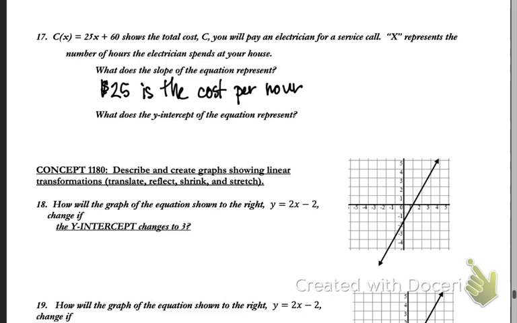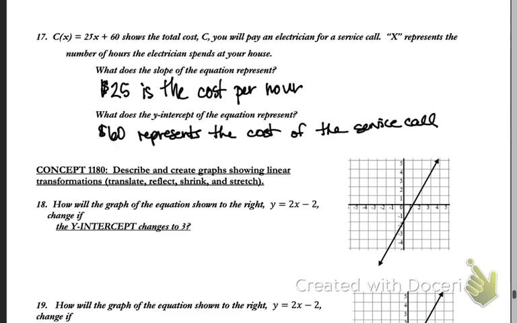What does the y-intercept represent? 60, or the y-intercept, that represents the cost for the service call. So just to have the electrician come out is $60. Once he's there, you have to pay him $25 per hour.